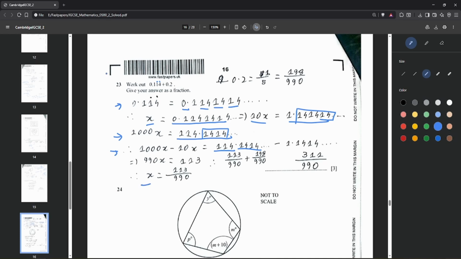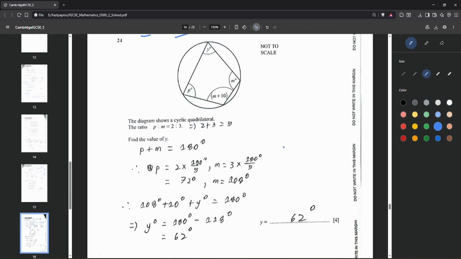So now we have 990x equals 113, which means x is equal to 113 divided by 990. Now let's evaluate the value of 0.2. 0.2 is equal to 1 by 5, right? So if we multiply with the right value, we will get 198 by 990. So let's add these two values, 113 by 990 plus 198 by 990. We get 311 by 990.